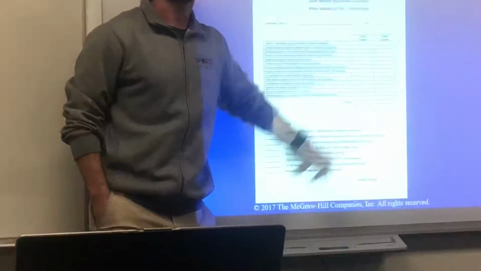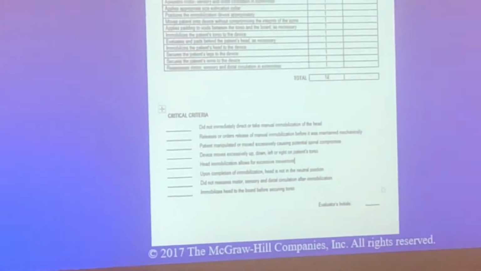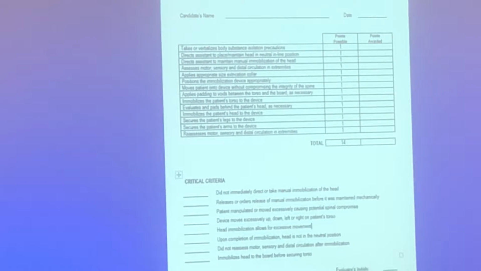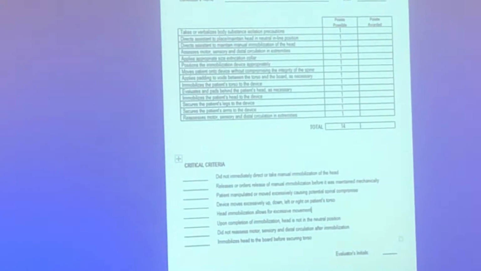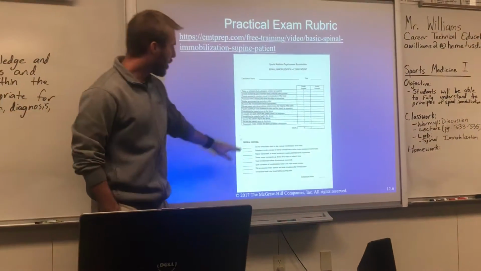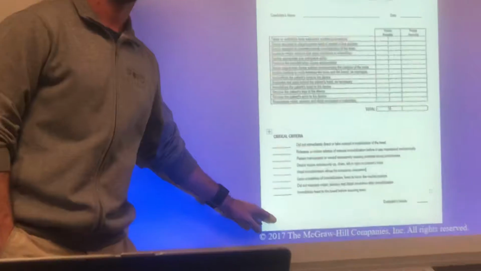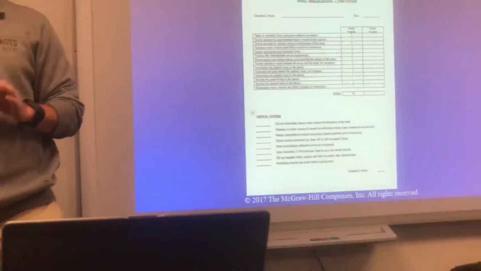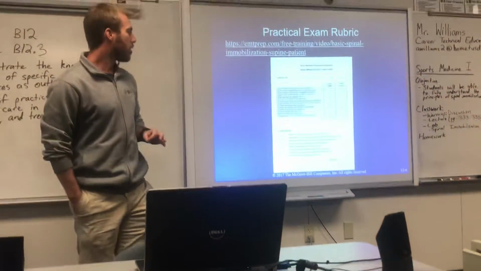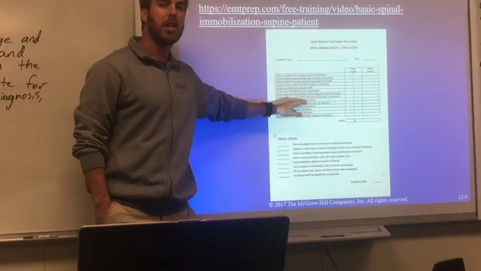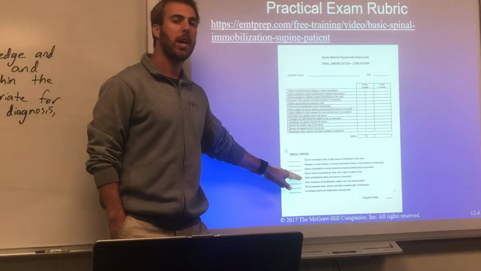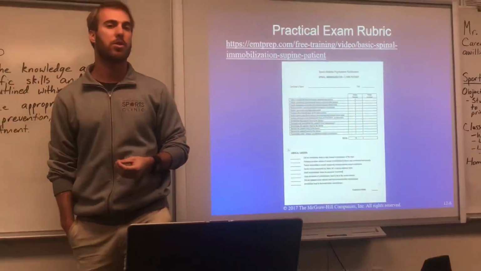So what that means is it's out of 14 points, they have to get 12 out of those 14 points correct to get 80% or higher. And then down here are critical criteria. So if they miss one of these, that's a critical error. They can get 0 critical errors to be proficient. So 80% or higher of the total score plus 0 critical errors equals proficiency for the students.